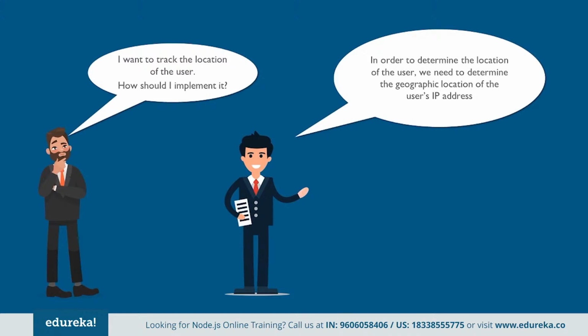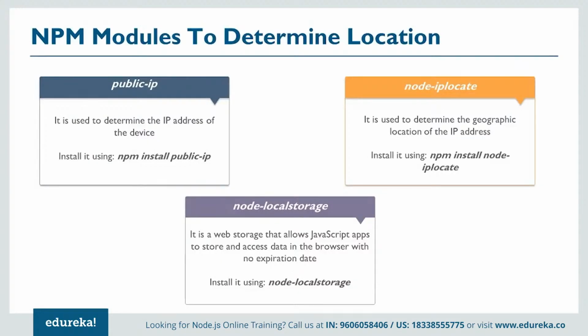In order to determine the location of the user, we need to determine the geographic location of the user's IP address. So to do that, we have a public IP npm module. We have the node IP locate module. So public IP is used to determine the IP address of the device, and then IP locate is used to determine the geographic location of the IP address. So it's a two-step process.